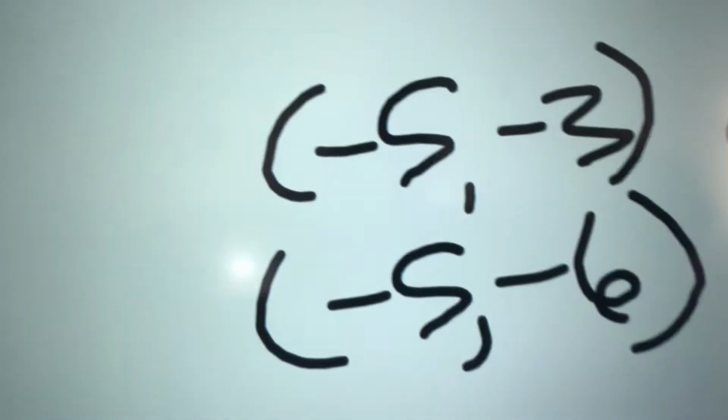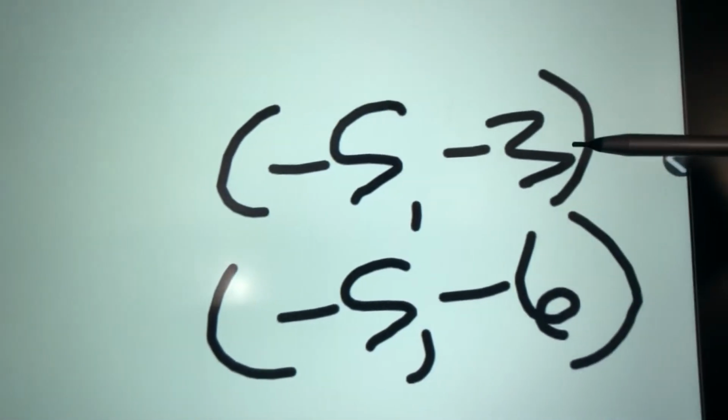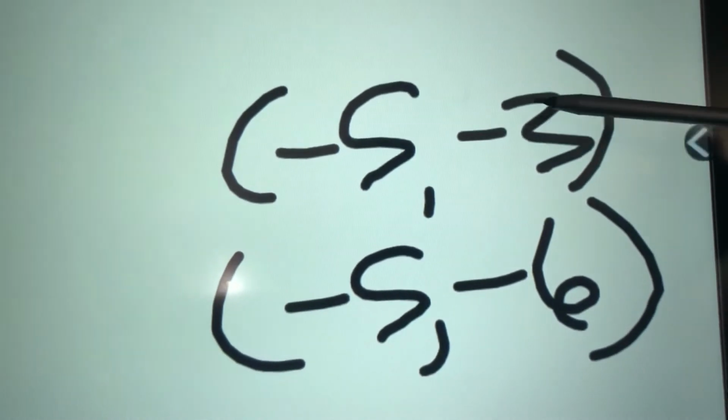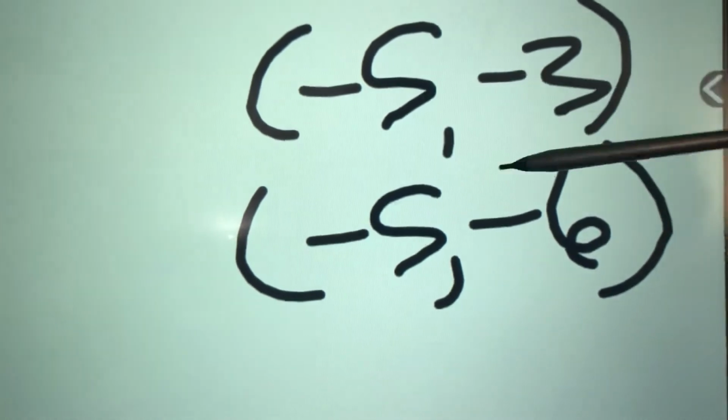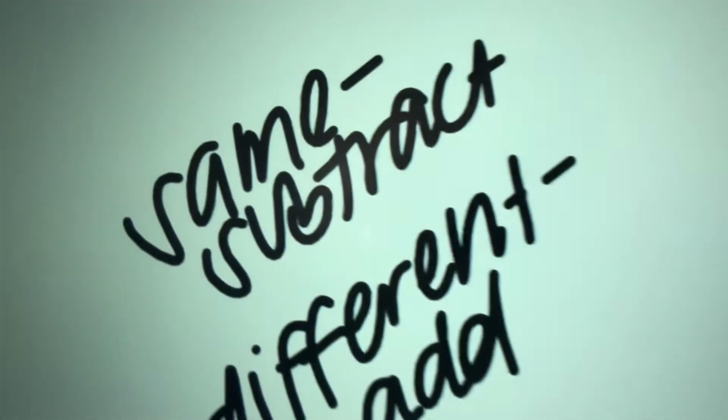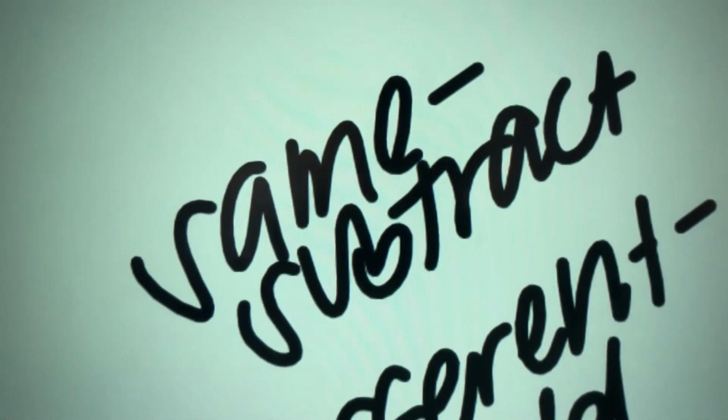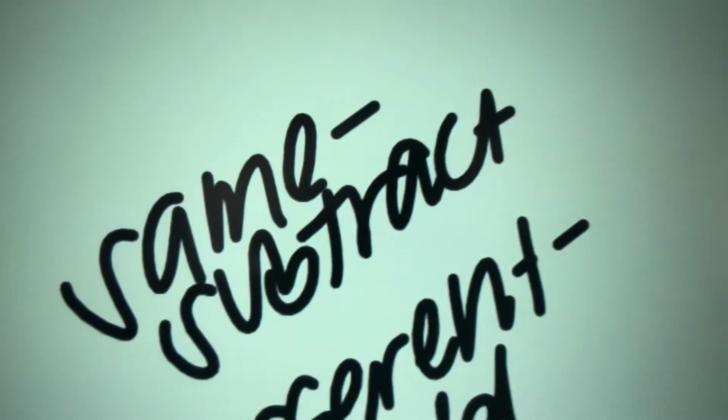On this one, notice our -5s are the same, so we're going to be looking at our other ones. We have a -3 and a -6. Notice, you guys, we have negatives and negatives. That means they're in the same quadrant. When they're in the same quadrant, we are going to subtract.